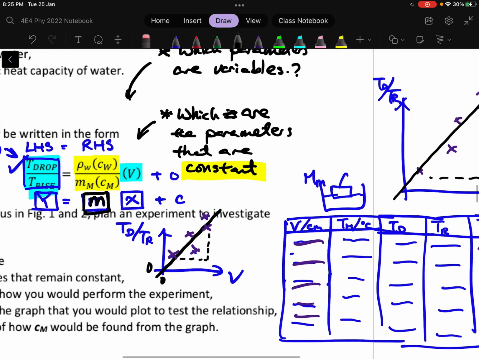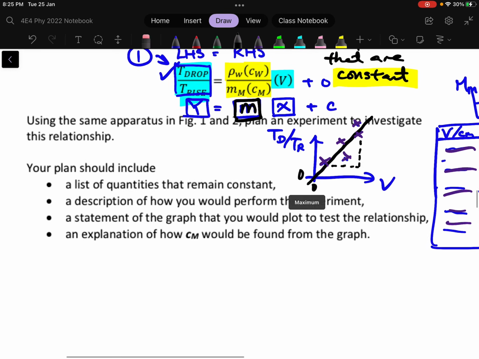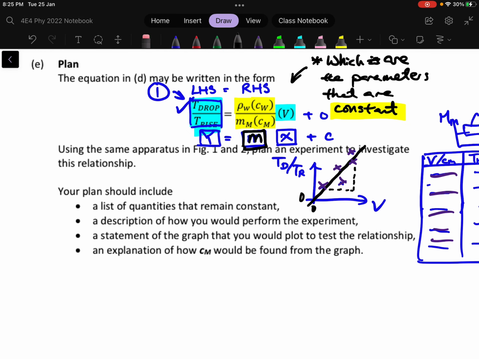So now I have a sensing of what I'm going to do, and then I will look further at what I should include. So in my writing, I need to make sure that I talk about what I want to keep constant. I also need to give a full description, so this part is the longest part. And then I need to tell the examiner what kind of graph I'm supposed to plot. And finally, I'm going to explain in my instruction how the specific heat capacity of metal can be found from my graph.